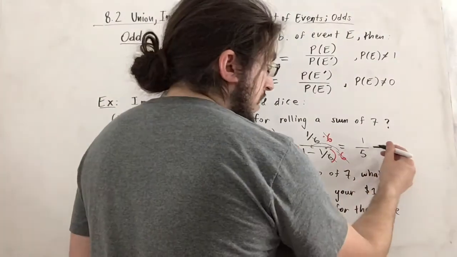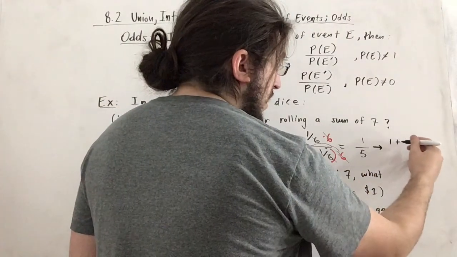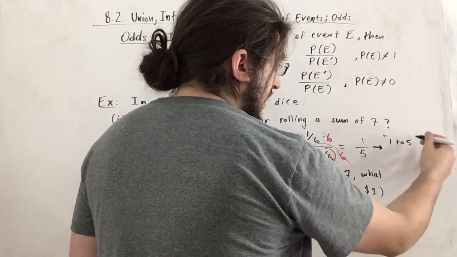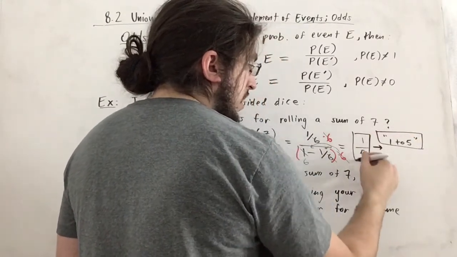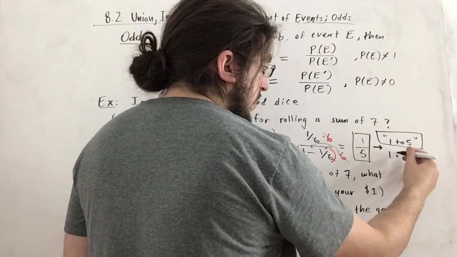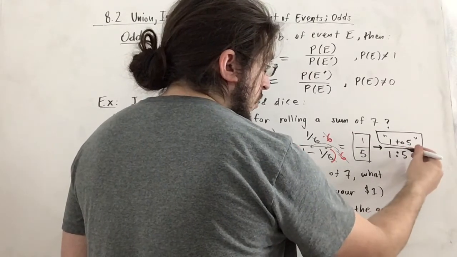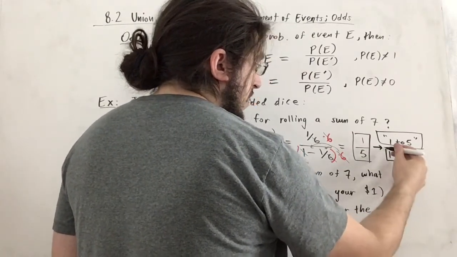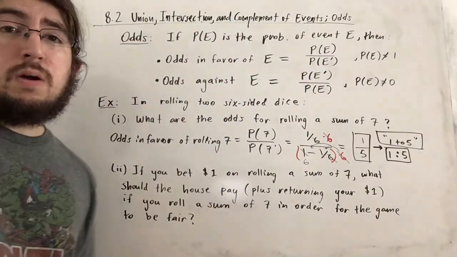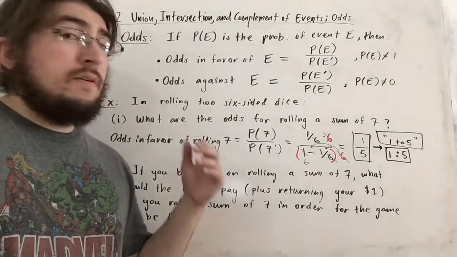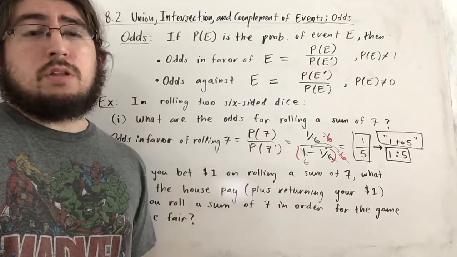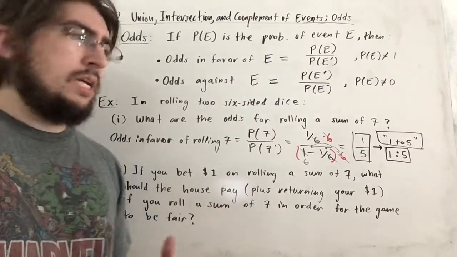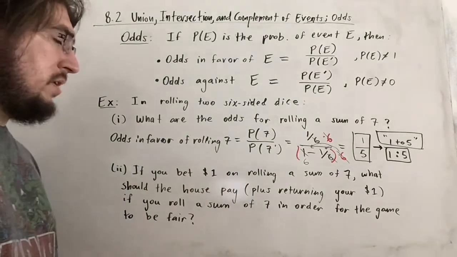So the way we write the odds here is either 1 to 5, so you can say it like this, or you can write the fraction, or you can write this colon notation, which is very often used, 1 to 5. So the odds for rolling a 7 are 1 to 5, meaning that there are 5 times as many ways to not roll a 7 than there are to roll a 7. So that's something to think about, but in any event, that's the best way to phrase it.